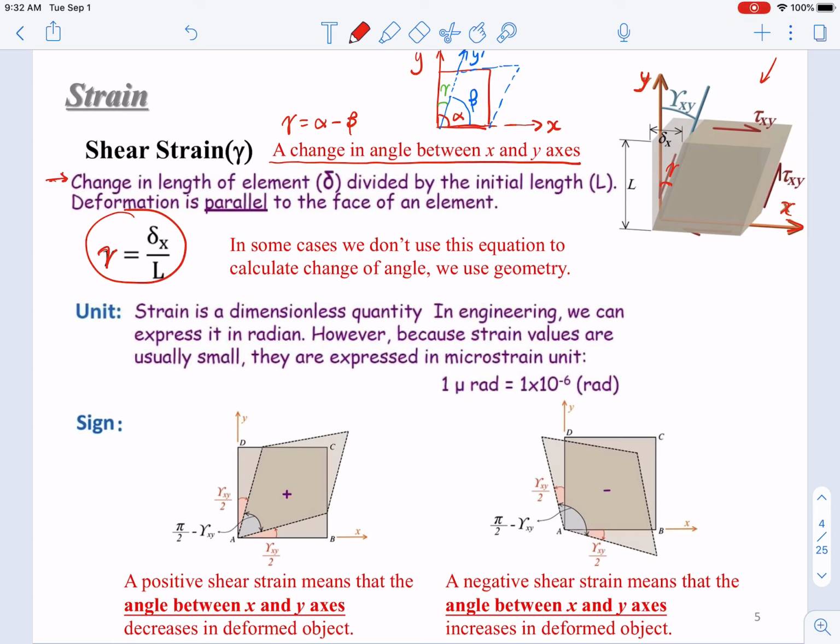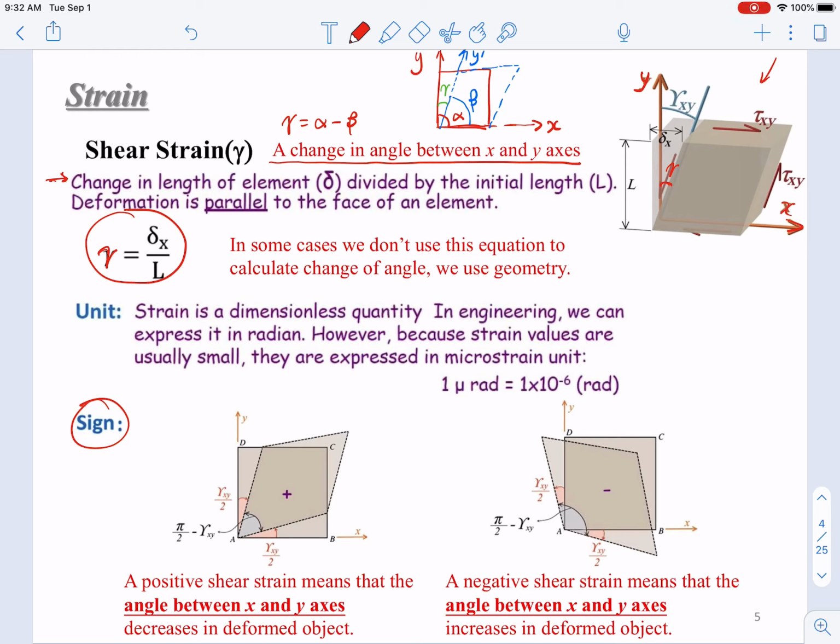This is because of the sign convention. When we calculate the normal strain, when it becomes longer, we say it's positive. When it becomes shorter, we say it's negative, right? But when we calculate the shear strain, a positive shear strain means that the angle between the x and y axis becomes smaller, it decreases in the deformed object. And a negative shear strain means that the angle between the x and y axis increases in deformed objects.